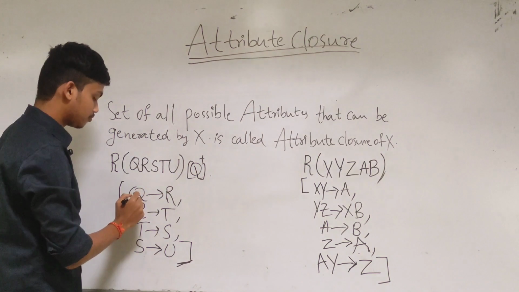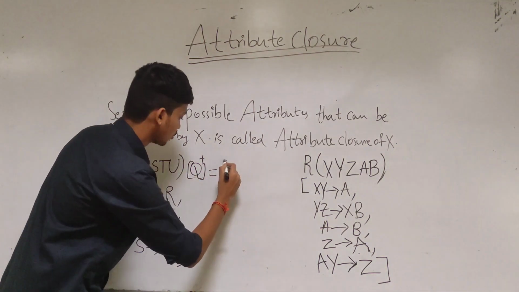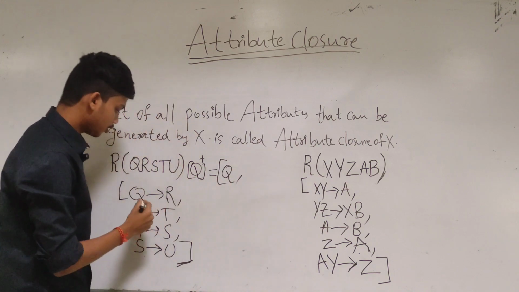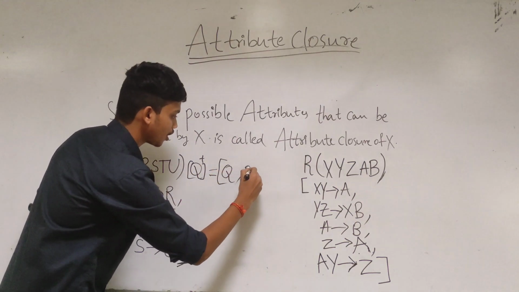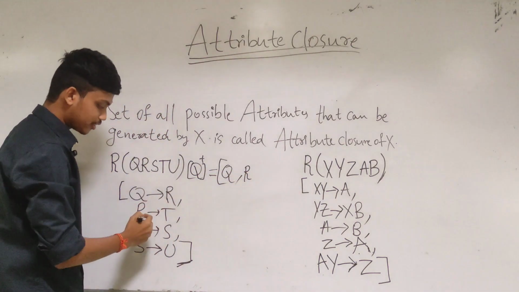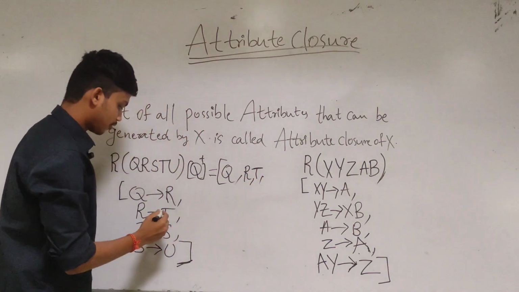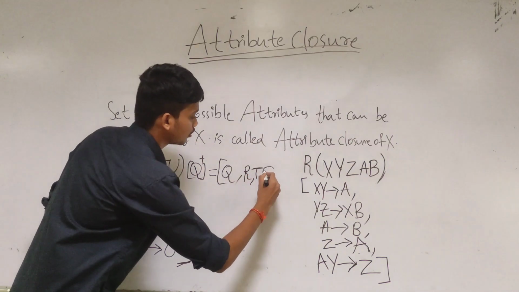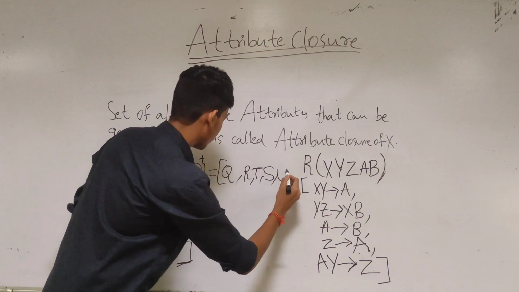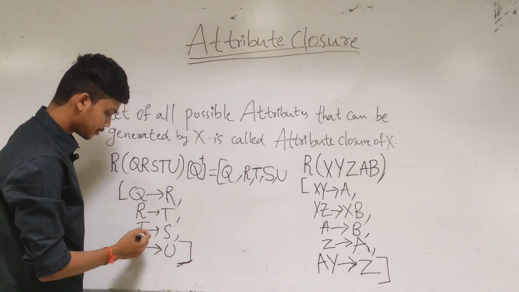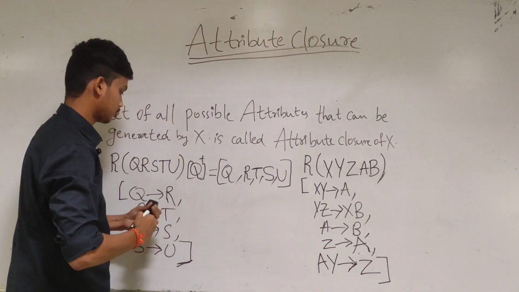In the same way, we try for Q here. With Q, what attributes can we get? We get Q. Q functionally determines R, so R is dependent on Q, so we include R here. From R we can get T, so include T here. From T we can get S, include S here. From S you can get U, include it here. From U can we get something else? No, we can't get anything. The closure is complete up to here.